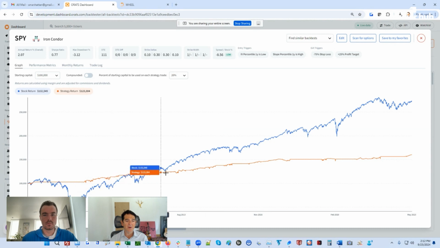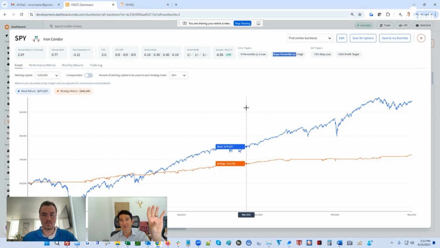So when I clicked on that, it pulled up the graph, and this is how you see these flat lines. That's when you're not trading. So you're only trading when the IV percentile is low, and right now it's high. Slope percentile, which is how high the puts are in implied volatility relative to the calls. So this only tests and only gets in when these two entry triggers hold.